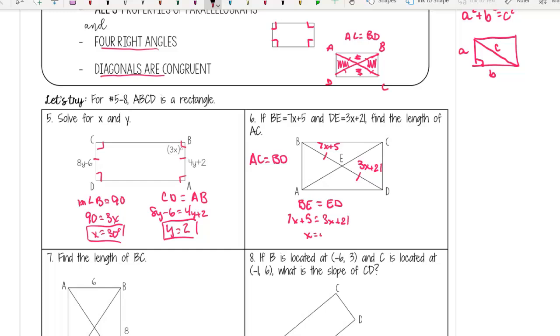So x equals 4. So if I want to find BD, BD is just going to be 2 of the BEs. So that equals 2 times 7 times 4 plus 5, which equals 33. So BD is 66. So now we know that AC equals 66 because the diagonals are congruent.